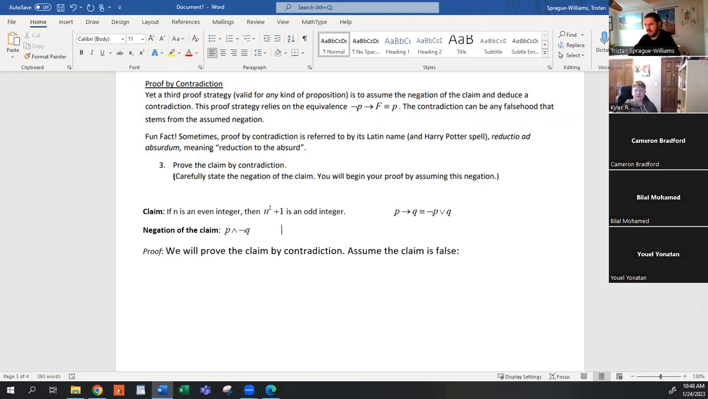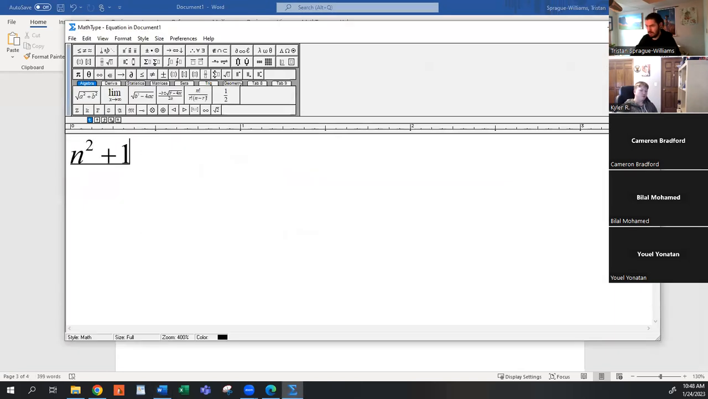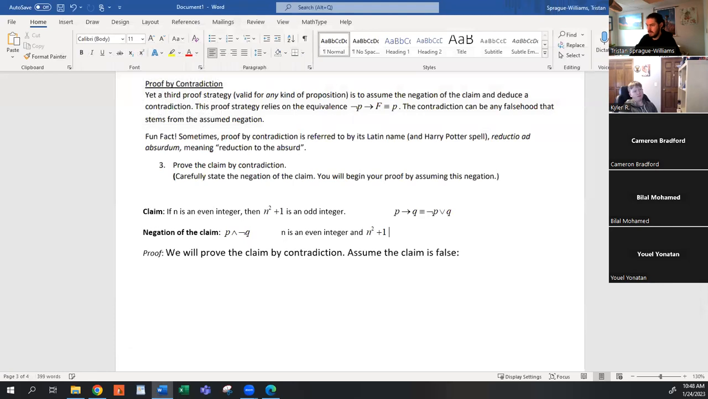And so that's going to look something like n is an even integer and n squared plus 1 is an odd integer. That's what we want to start by assuming over here. Assume the claim is false. So we can assume n is an even integer and n squared plus 1 is an odd integer.